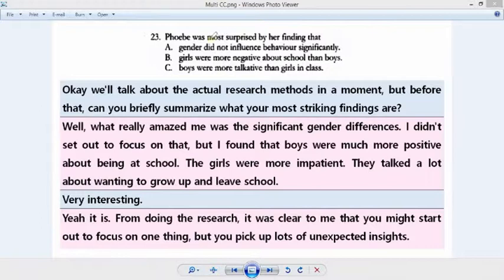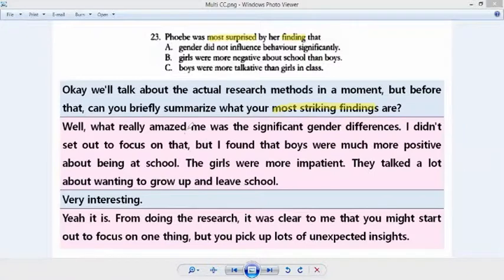Okay, Phoebe was most surprised. We're looking for surprised, right? And it's something related to gender, girls and boys. We know that much. Okay? So the teacher says, can you briefly summarize what your most striking findings? We have the word finding here, which matches. Striking being surprising or interesting.